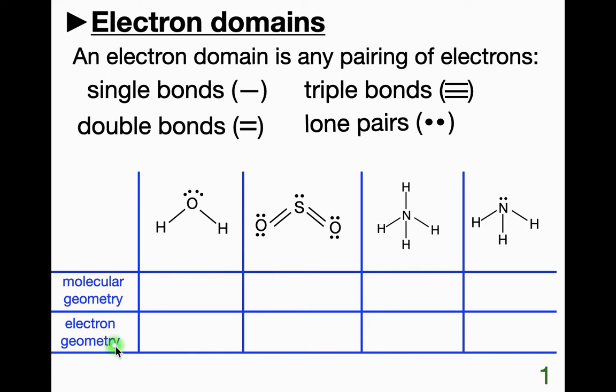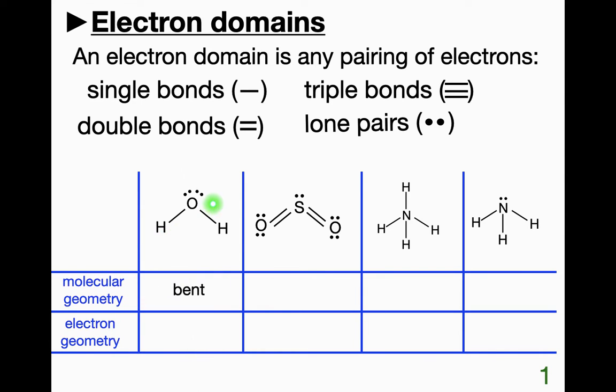the electron geometry. Now, it's exactly the same concept as the VSEPR model. Electron pairs will get as far away from each other as possible. It's just here we'll be referring to them as electron domains. Now, I've also drawn the structures to include both the shape and the lone pairs around the central atom so we can better discuss electron geometry.